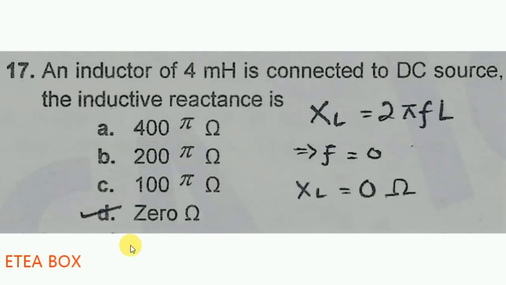An inductor of 4 millihenry is connected to a DC source. The inductive reactance is, now the inductive reactance is equal to 2 pi FL. In case of DC the frequency is 0, so when you multiply 0 with this term, it will give 0 ohm. Option D is the correct one.